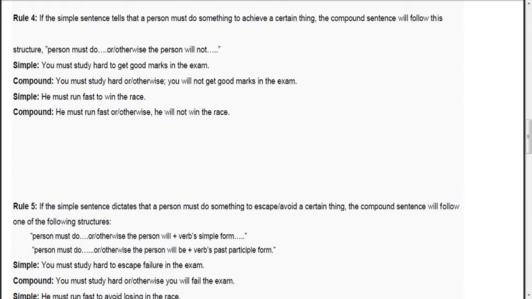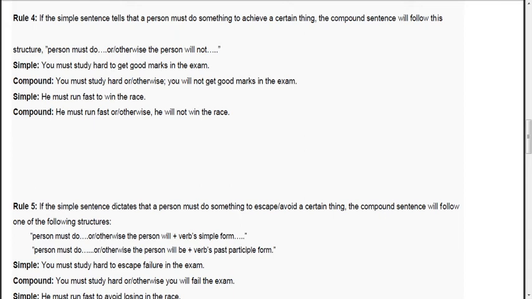You must study hard to get good marks in the exam. So it is mentioned that it is instructed or advised to someone that he or she must study, and the certain achievement is mentioned, meaning to get good marks. That's why it is said, you must study hard, otherwise you will not get good marks in the exam.